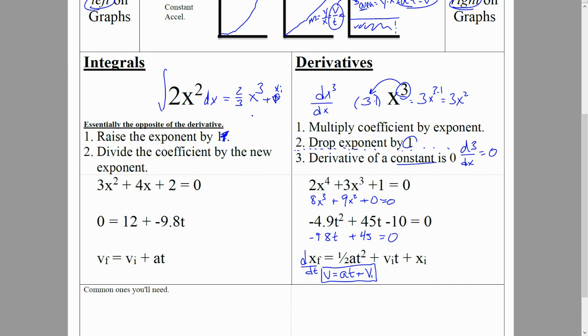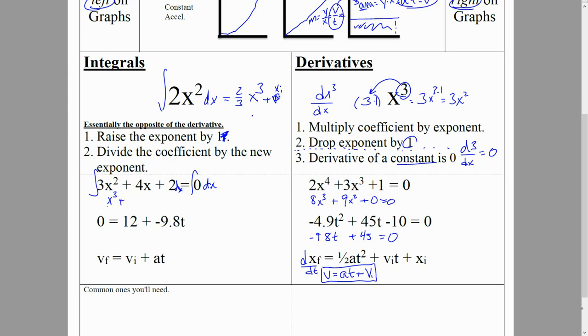Now let's do some examples. If I look down here, I have 3x squared plus 4x plus 2 equals 0. I want to integrate this with respect to x. If I do something on one side, I should do it on the other also. Integrate with respect to x. So I'm going to take the x squared, raise the power by 1 to the third, divide by that new power. So 3 divided by 3 becomes 1, and I can just leave that blank.